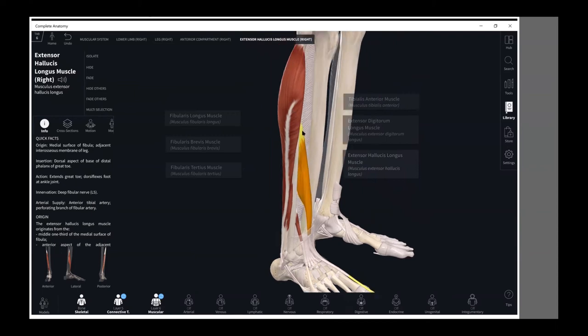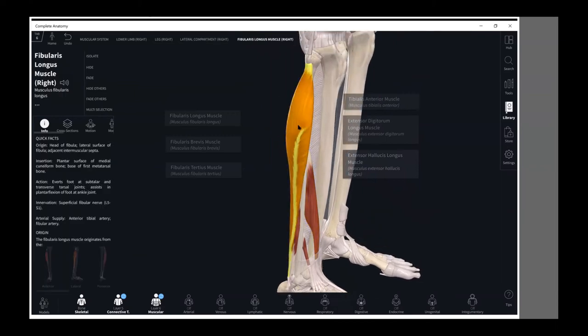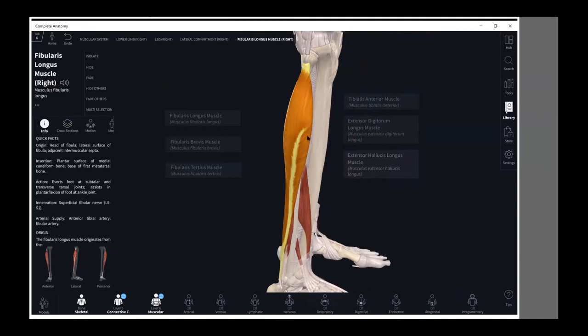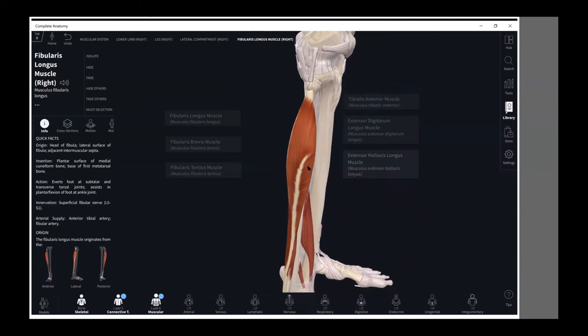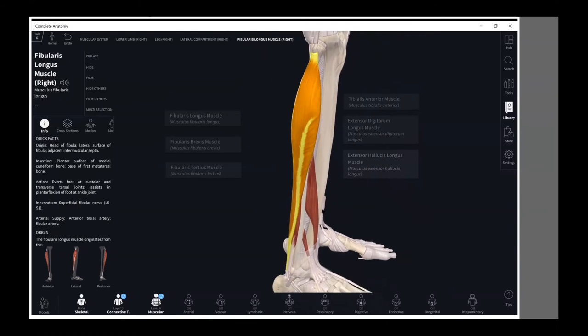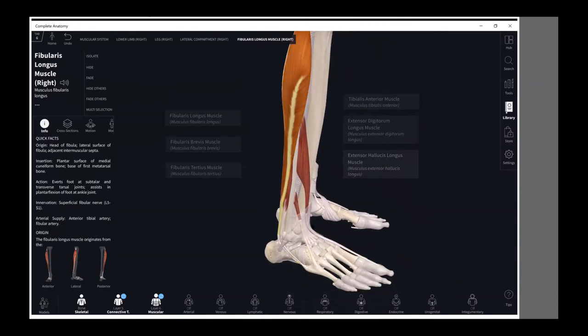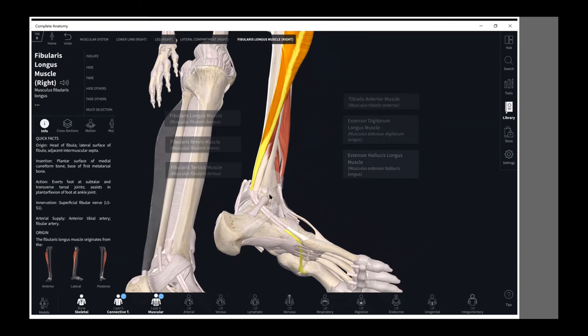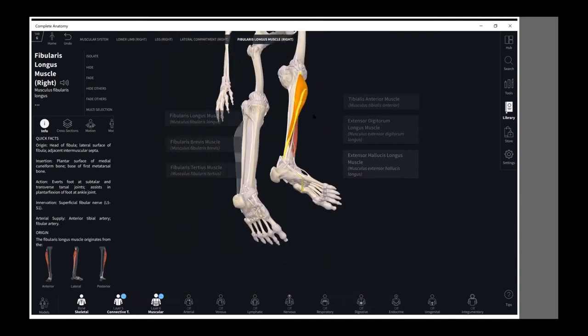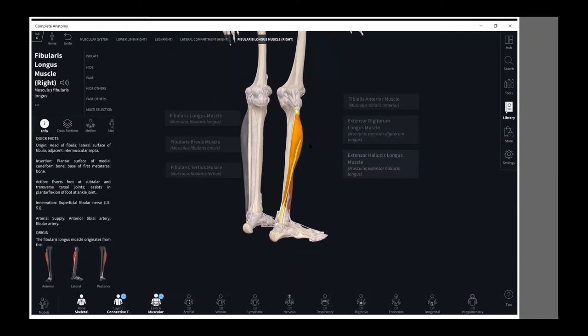Let's move up to peroneus longus or fibularis longus. Its origin is going to be the head of the fibula, of the lateral surface of the fibula and the adjacent intermuscular septa. It inserts into the plantar surface of the medial cuneiform at the base of the first metatarsal. So as we see that coming down and around, there it is, its insertion. So very circuitous route for peroneus longus. All right, and it's also innervated by the superficial fibular nerve, L5, S1.